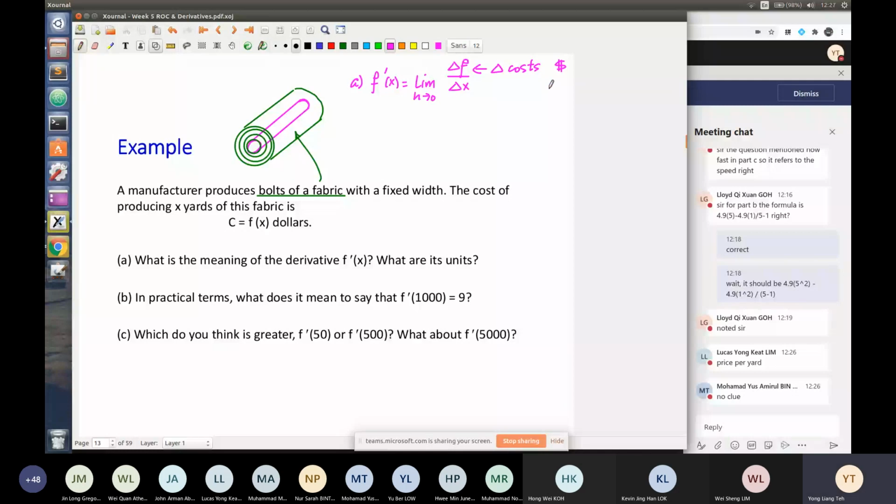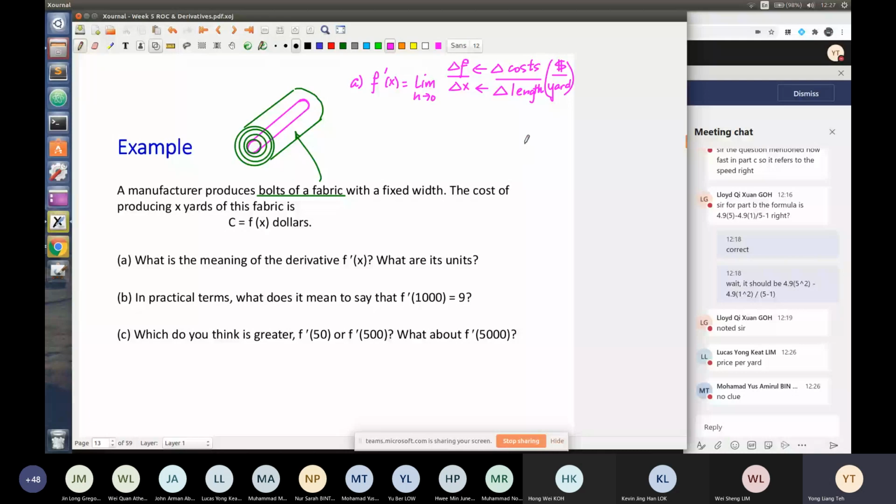Okay, the unit is dollar. Then what is this change in x? Change in length. Okay, because x is yards. Yards is a length. 1 yard is a length, right? So therefore, change in cost over change in length. So the length here is actually yard. The unit is yard. Can be meters or whatever, doesn't matter. So therefore, you can see that this is actually change in cost over change in length, right? So f prime will have the unit dollar per yard.